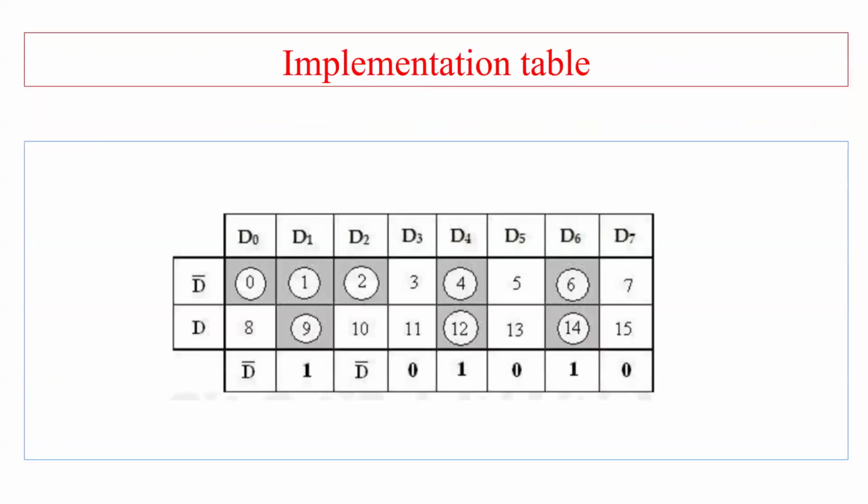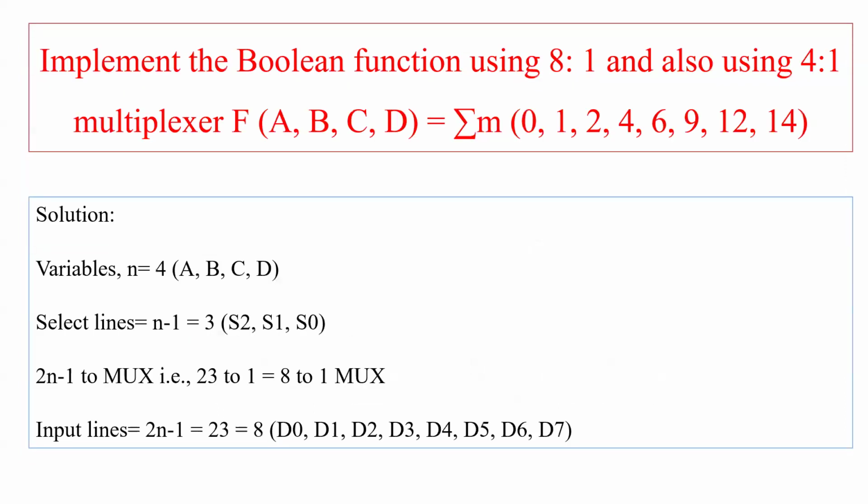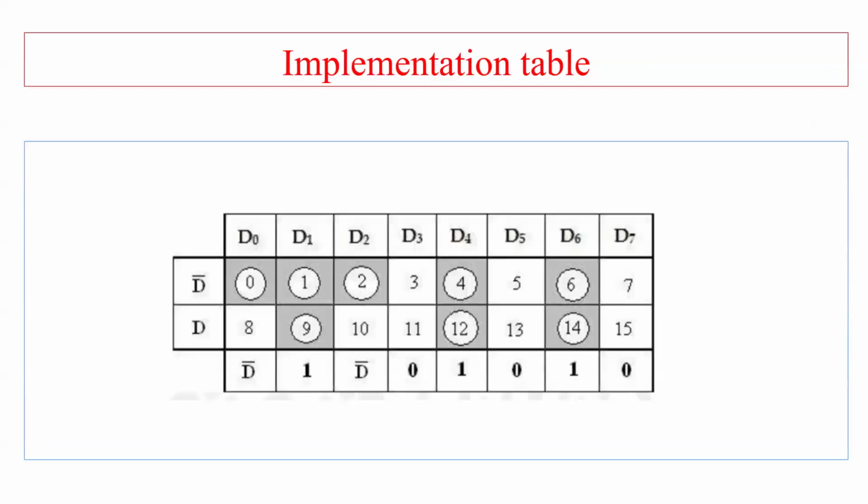First we go for the 8:1 multiplexer design. The same thing I represented as 16 states: 0 to 7 as the first row, 8 to 15 as the second row. As per the given question, 0, 1, 2, 4, 6 are circled. Then 9, 12, 14 are also circled. The last input is D, because it is 4 bits, so this represents D bar, D.